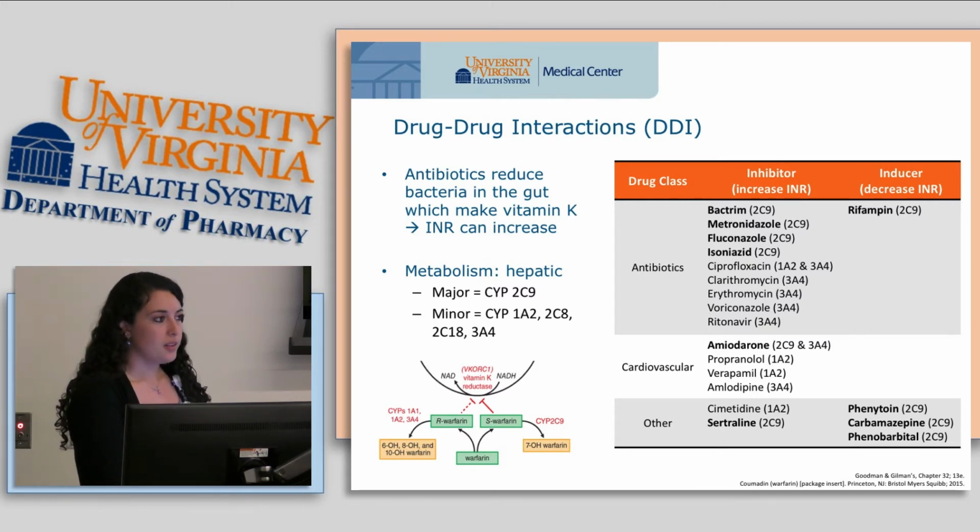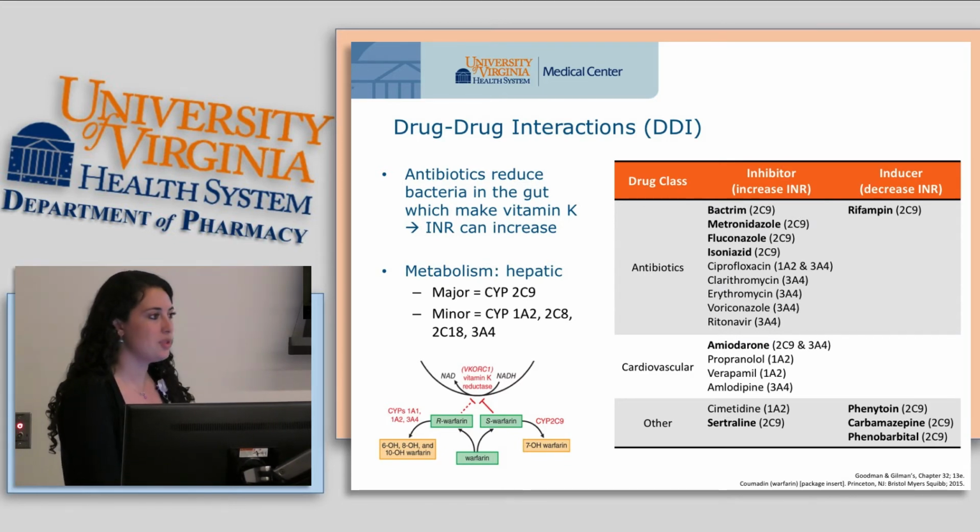Then there's also interactions that have to do with the metabolism of warfarin. You can see at the bottom left of the screen, when warfarin goes in the body, there are actually two different types of warfarin that are in the chemical that it splits into. There's R warfarin and S warfarin. S warfarin is the one that's responsible for most of the vitamin K inhibition, and so that's the one we worry about the most with interactions. That is metabolized by CYP2C9.